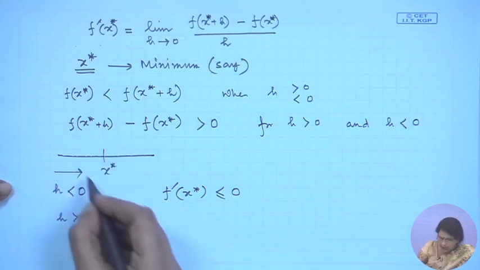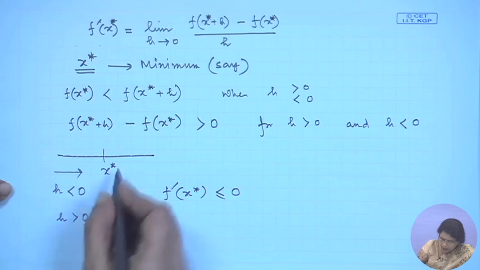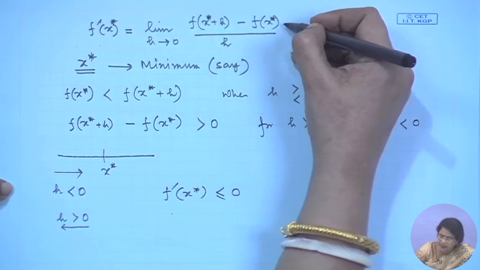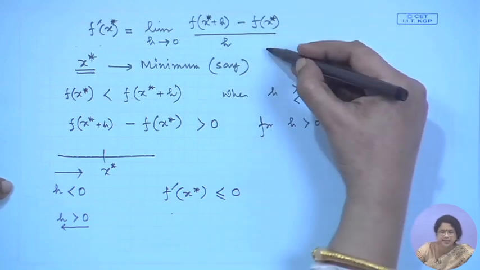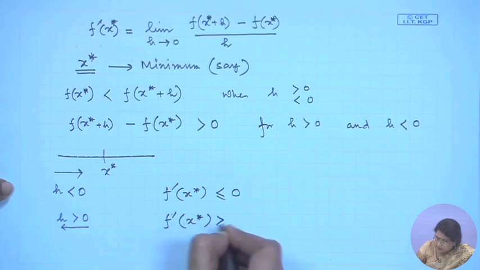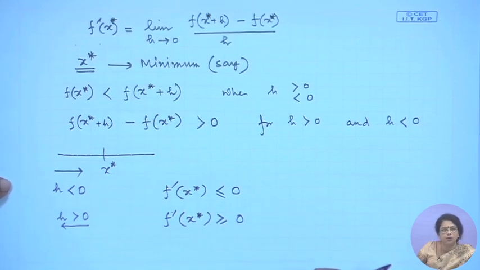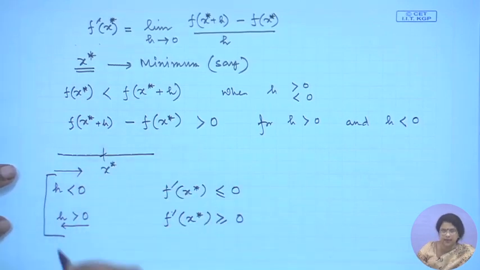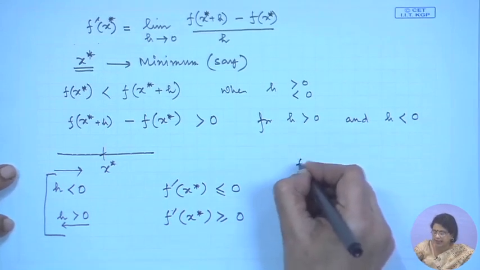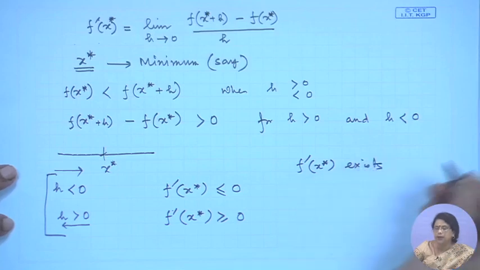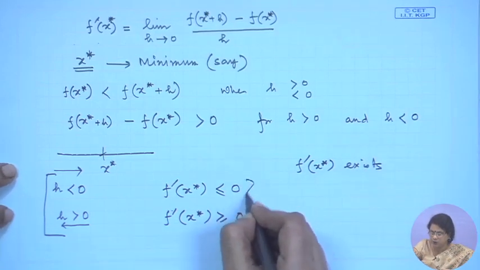If I approach to that, what is happening? We are coming from the right to x star. Then we are getting the numerator is positive, h is positive, that means this is greater than or equal to 0, okay. And you see both cannot happen together at the point x star, because we have assumed that f prime x star exists.